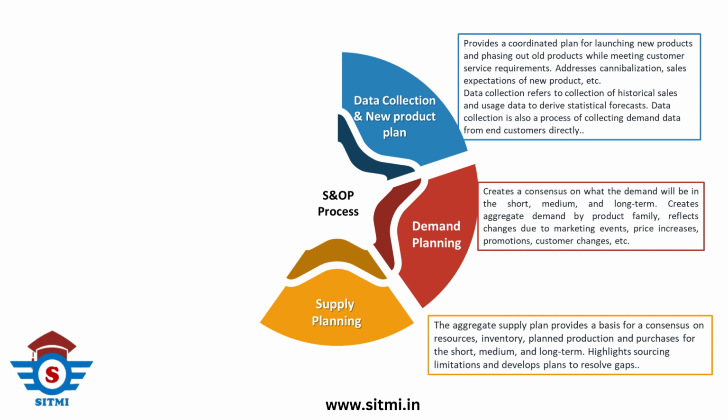So supply planning is a process done to understand the required aggregate capacity and resources to meet the demands that are defined in the second step. And that is why we can say that the supply plan provides a basis for consensus on resources, inventory, planned production, and planned purchases for the future period.